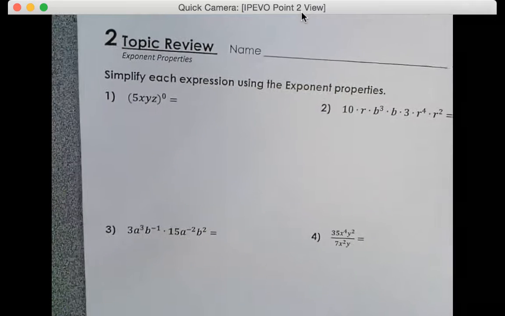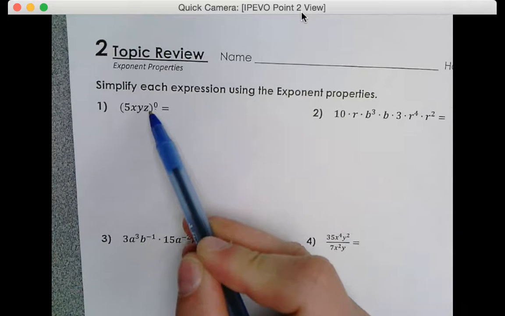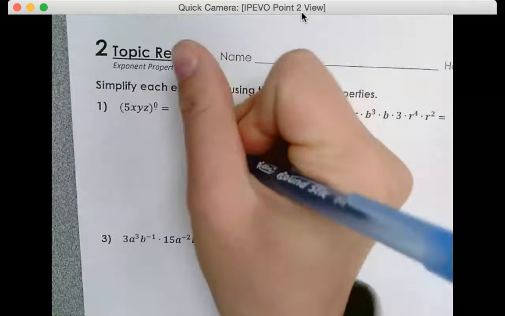So for number 1, anything raised to the 0 power, so anything that has an exponent of 0, the answer will be 1.